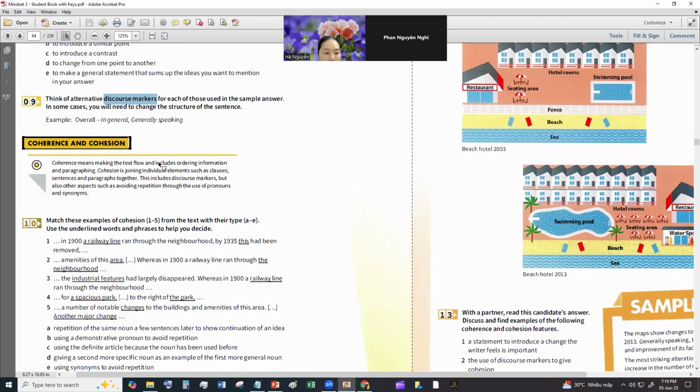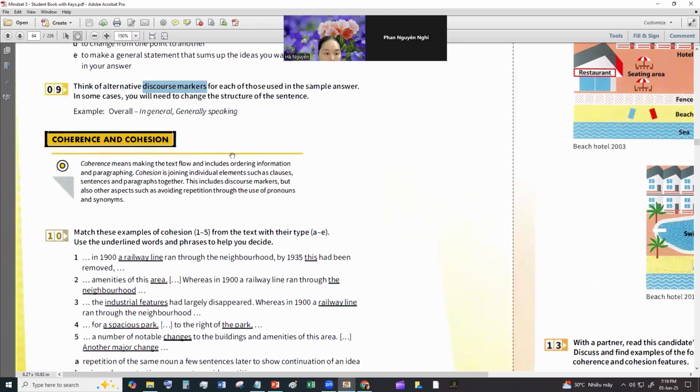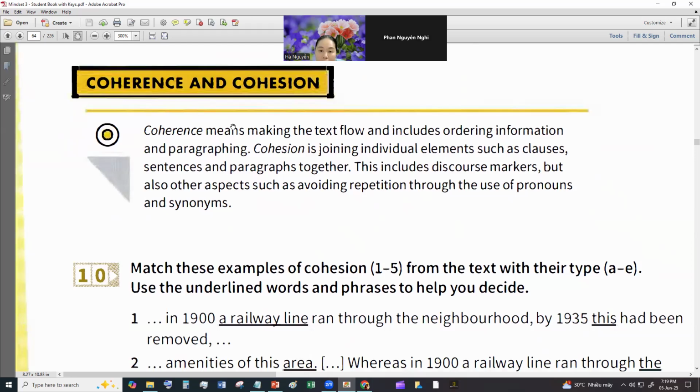Okay, now let's move to coherence and cohesion. As I told you, it's one criterion to mark your writing, right? So coherence means making the text flow and includes ordering information and paragraphing. So basically, is your writing easy to understand and logical? Now, cohesion is joining individual elements such as clauses, sentences, and paragraphs together. So is your writing connected using discourse markers and sentence structure?